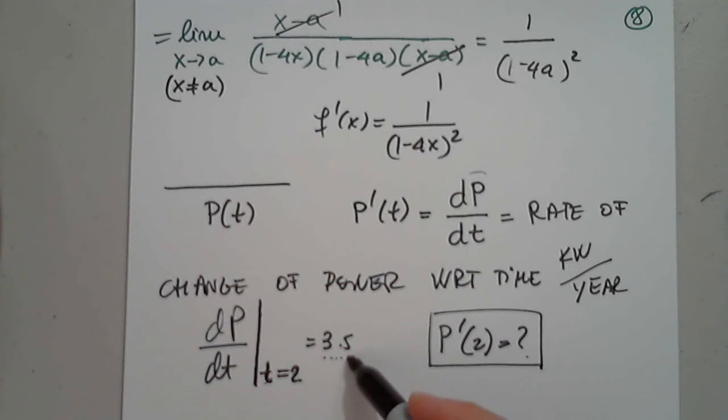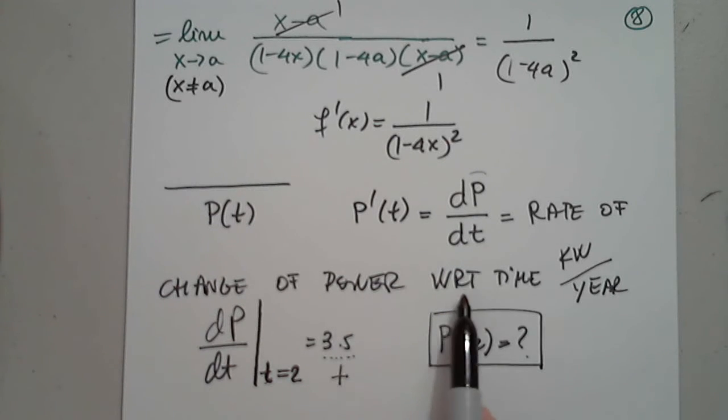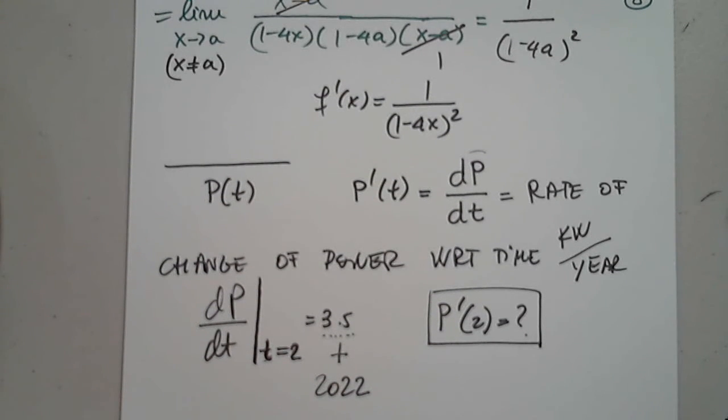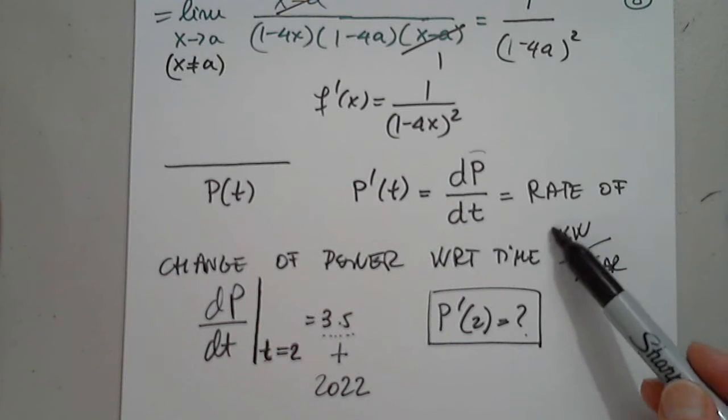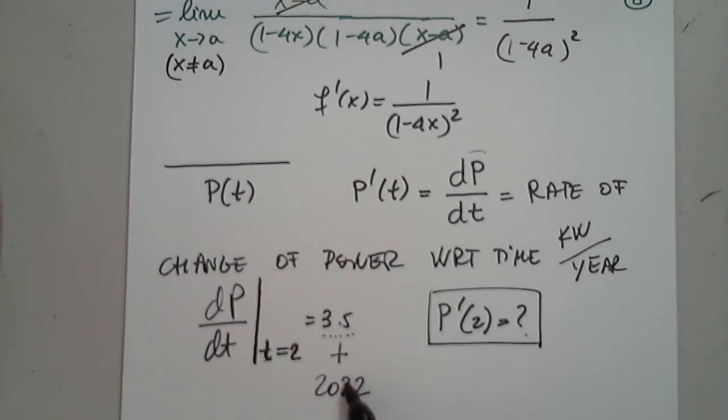So what does this represent? It is the rate of change, so it's a positive rate, so it's increasing. The rate of change of power with respect to time in the year 2022, 2 years later from the moment they started looking at this. So it's increasing at a rate of 3.5. I'm not sure what the measurement unit is, but I'm saying kilowatts per year, and that is in 2022.